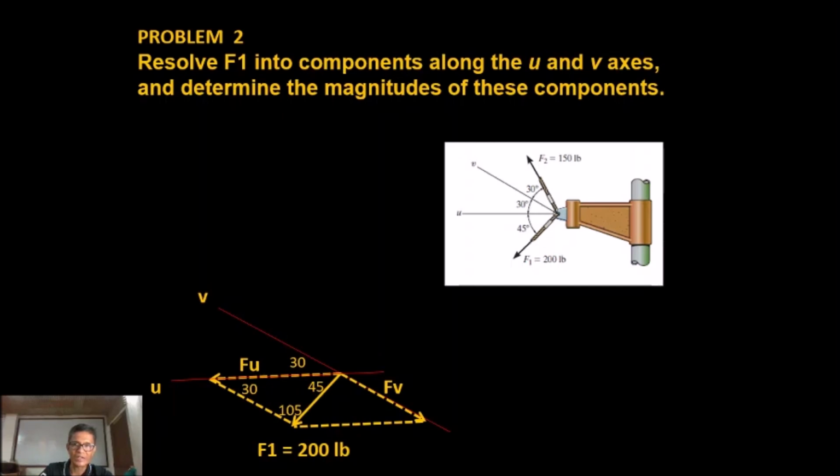So ngayon, our force F1 is 200 newtons. So it is shown here. Now it is directed downward to the left. Then we have Fu on the u-axis, of course, and we have Fv on the v-axis.